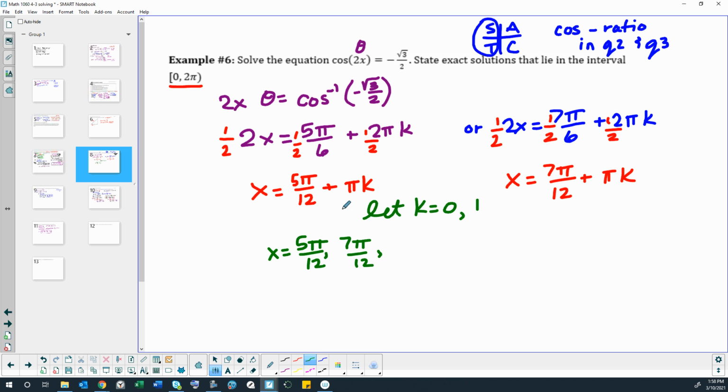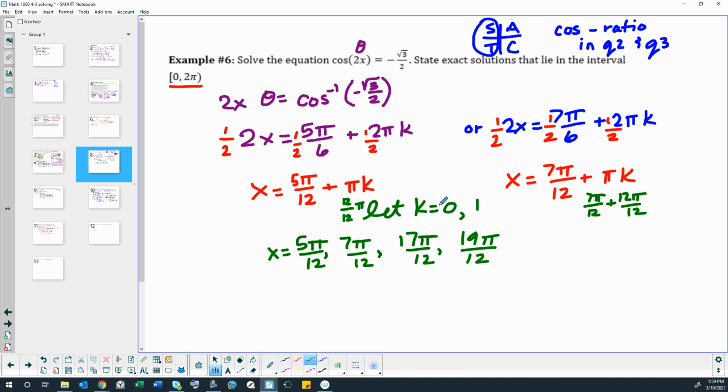Let's go ahead now and let k equal 1. So now we're going to add pi to 5 pi 12ths. That's like adding 12 pi 12ths to our 5 pi 12ths. So 12 pi 12ths plus 5 pi 12ths is going to be 17 pi 12ths. And then likewise over here, 7 pi 12ths plus pi, which would be 12 pi 12ths, is going to add up to 19 pi 12ths.